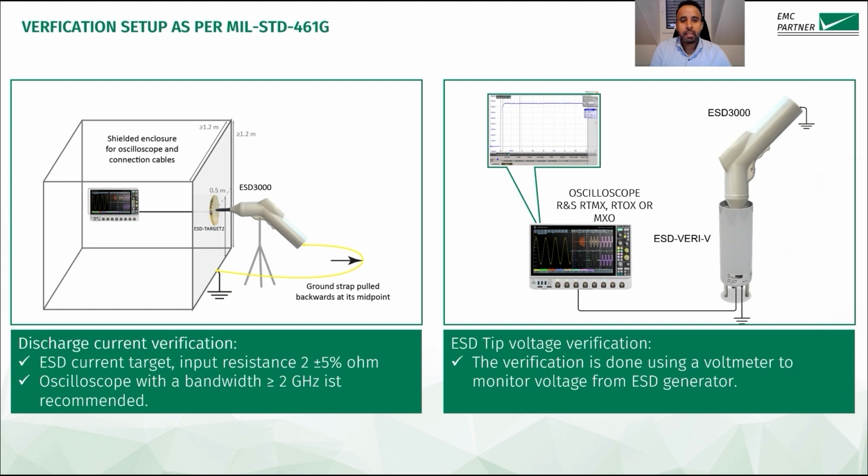So how is the ESD verification performed? The standard requires two verification setups. The first one is the discharge current verification using a 2-ohm target, like you see on the left side, and an oscilloscope with at least 2 GHz bandwidth in order to capture the fast rise time of the impulse. The second method is using a voltmeter to monitor the voltage of the ESD generator, like the one you see on the right side. And unlike commercial ESD, the verification is performed prior to each test.